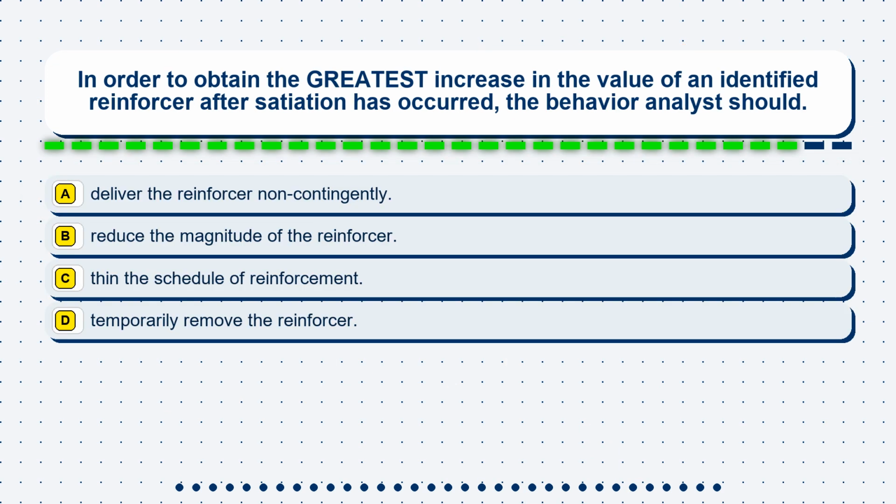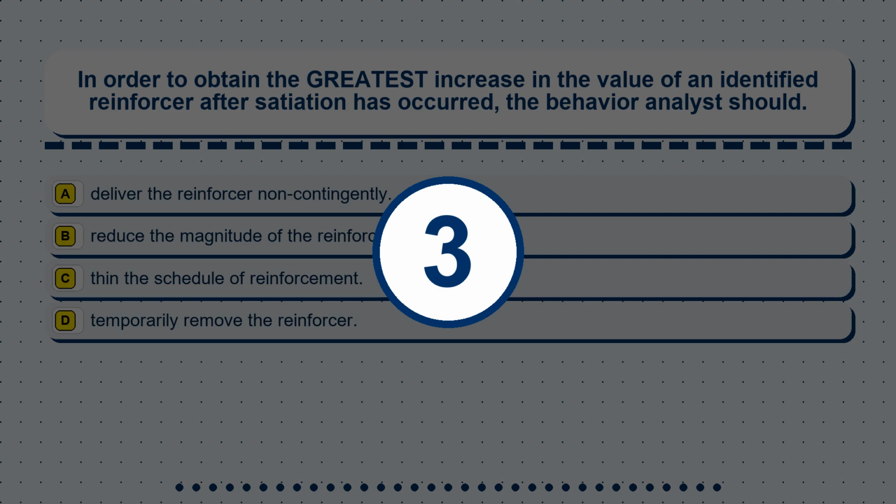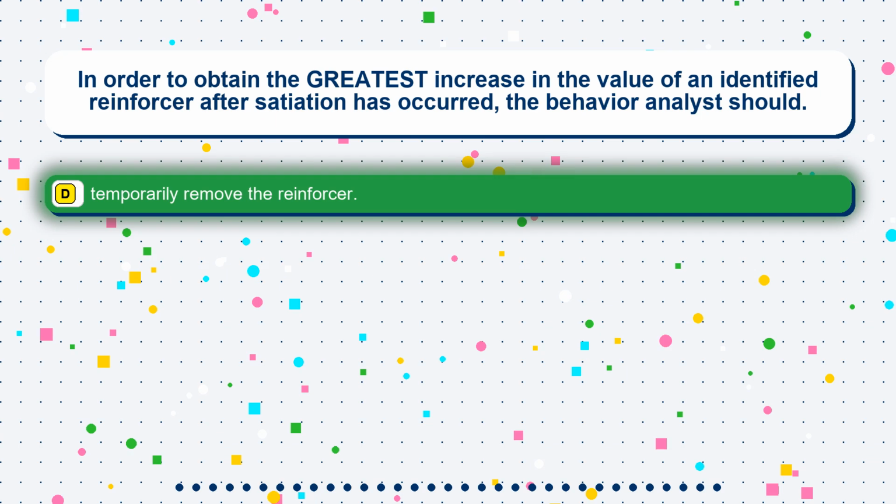Question 23. In order to obtain the greatest increase in the value of an identified reinforcer after satiation has occurred, the behavior analyst should: Option A, deliver the reinforcer non-contingently; Option B, reduce the magnitude of the reinforcer; Option C, thin the schedule of reinforcement; Option D, temporarily remove the reinforcer. The correct answer is Option D, temporarily remove the reinforcer.